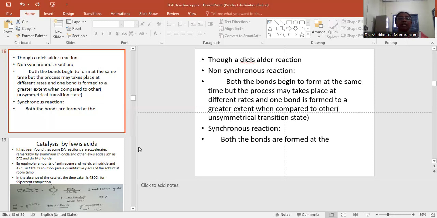So this is about the mechanism. And in the next class, we shall continue with catalysis by Lewis acids in a Diels-Alder reaction.